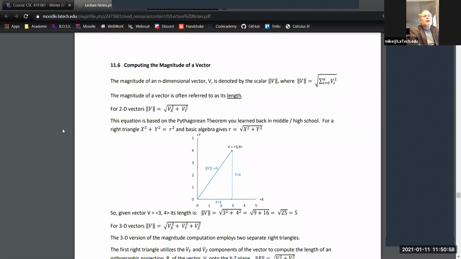And you calculate it as the square root of the sum of the squares of the components, right? So if you've got a two-dimensional vector v, its magnitude is the square root of vx squared plus vy squared. If you've got a three-dimensional vector, its magnitude is the square root of x squared plus y squared plus z squared. Right, and again, all of this comes back to the Pythagorean theorem.